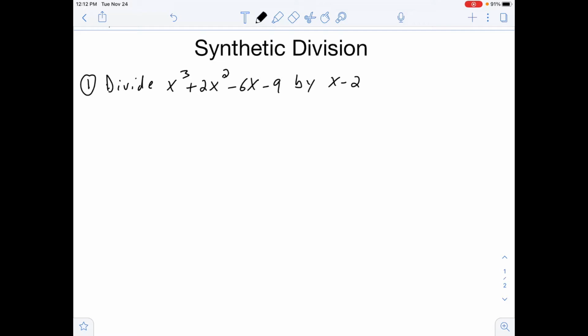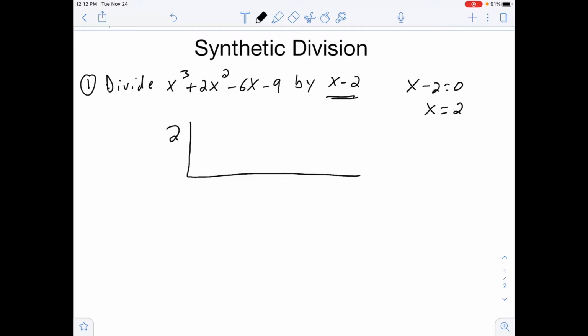So the first thing we want to do is take this divisor here, set it equal to 0 and solve it. So that's going to be x is equal to 2. That is what we're going to actually use as a divisor. And what we're going to do is make this upside down division. You know how you used to call it the division house. We're going to do an upside down house.